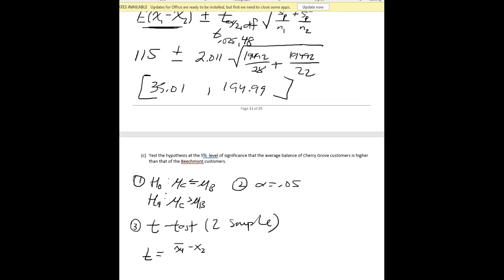Our formula, which I believe we can find above, or if it's not above it's certainly in the slides, is X bar 1 minus X bar 2, minus the proposed difference in the mu's.